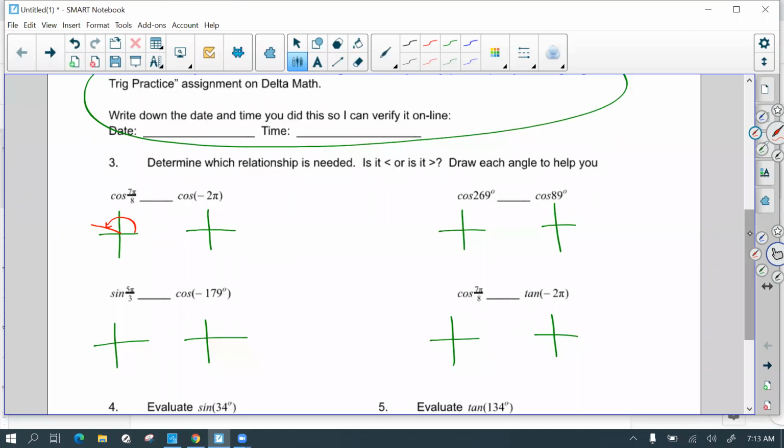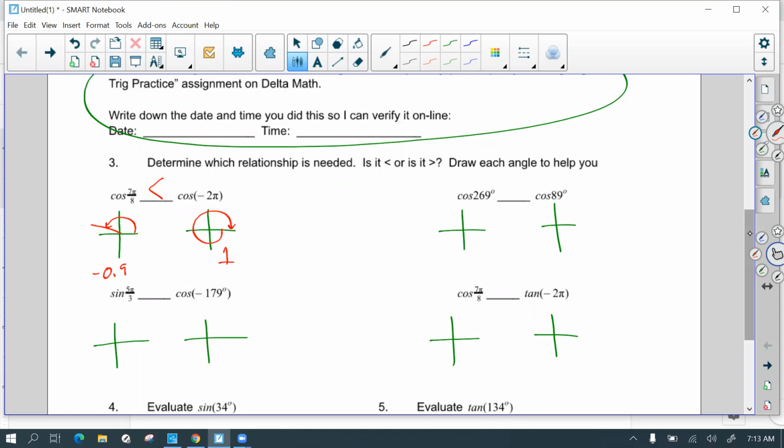Negative 2 pi is 1 full circle going backwards. Well, we know the exact cosine value of negative 2 pi. It's positive 1. For 7 pi over 8, I don't know what the cosine value is, but I do know it's negative, and it's close to negative 1. So it's like negative 0.9 or something. So positive 1 is much bigger than negative 0.9. So that's the relationship there.